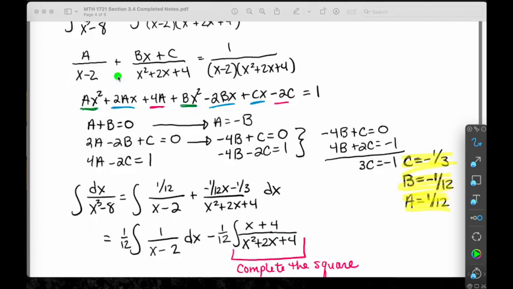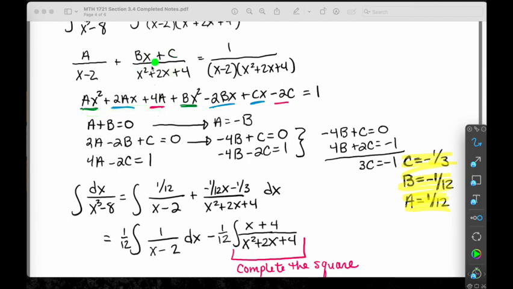Now, when I go to try to determine what my a, b, and c values are, to create a common denominator, I would have to take a times (x squared + 2x + 4), and that would give me this.